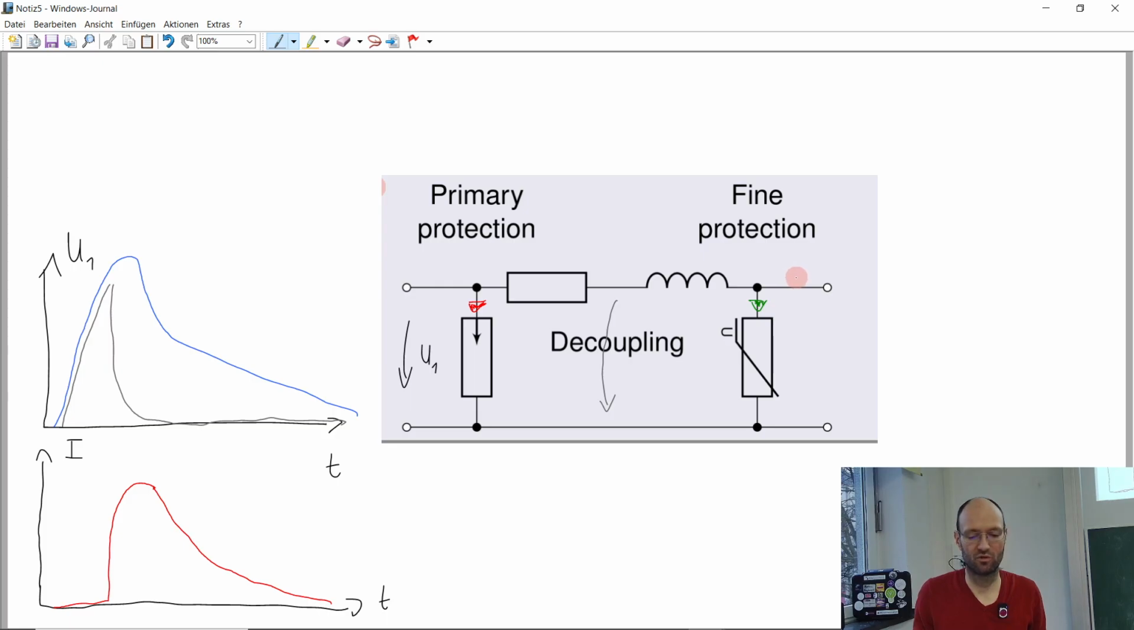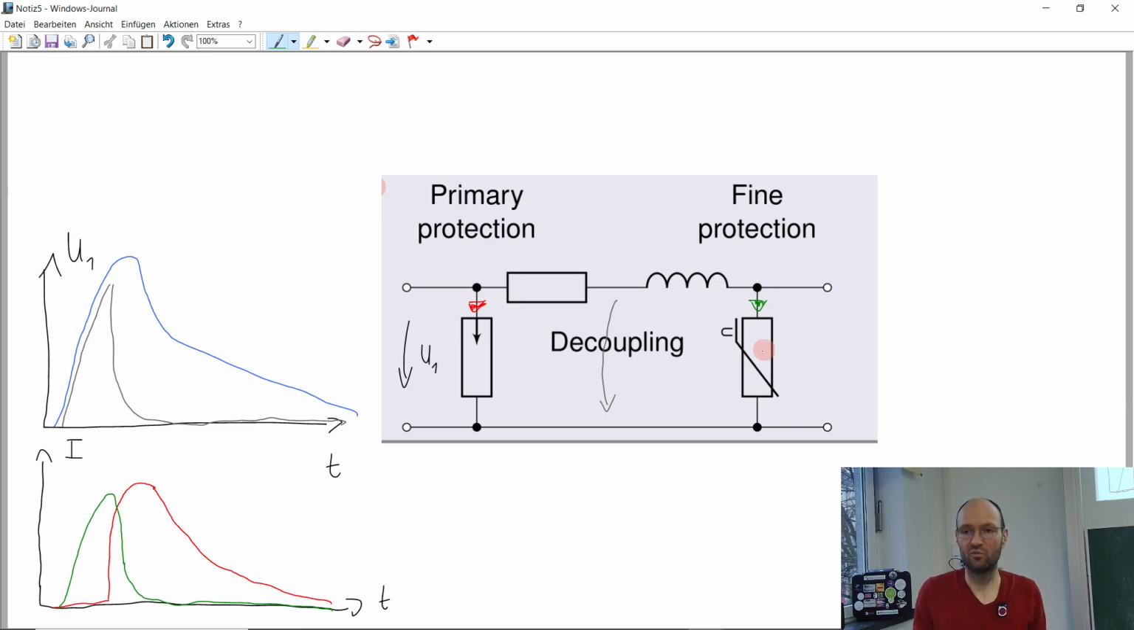here at the output, or you would get some voltage spike here at the output of the filter, but this is what we have the fine protection for. This is what we have this varistor for. And so if we take a look at the current through this varistor, then this will see the current at the beginning, and it will take over the current. And so then once this primary protection gets active, the fine protection, the secondary protection, does not need to be active anymore, and the current goes down.